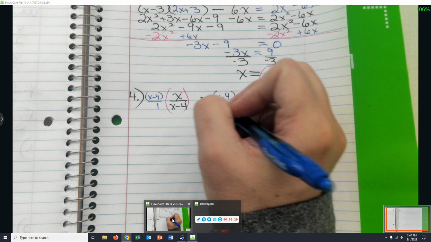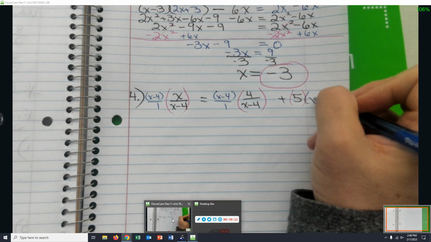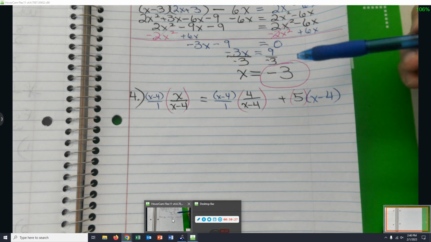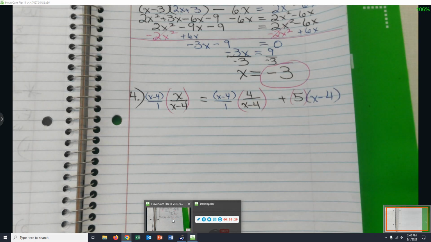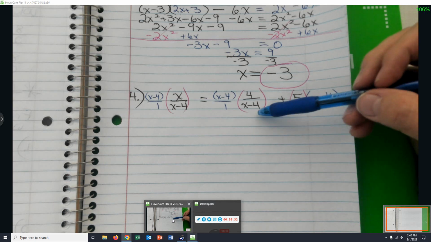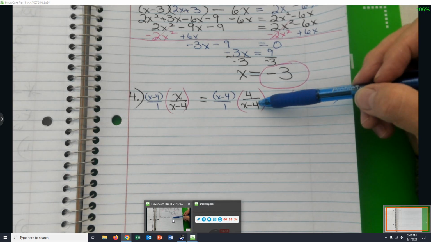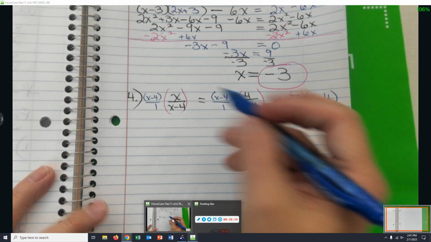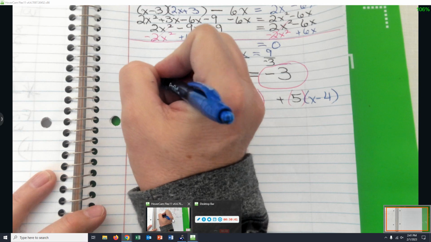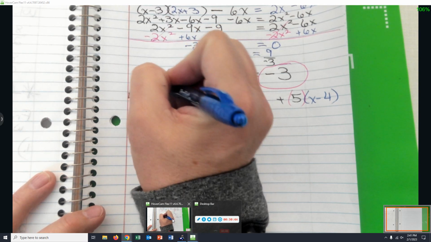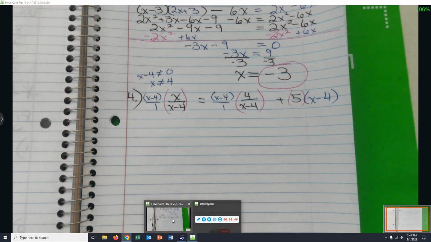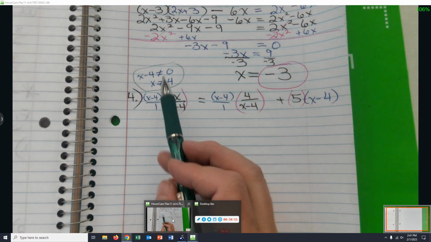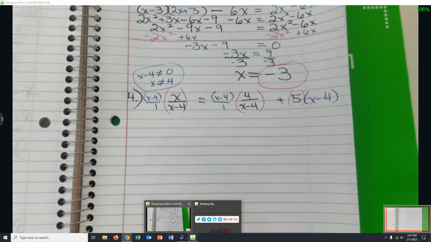While we're thinking about it, what cannot be x? What number would be unacceptable for x? If we go through this and get that number, we're going to have to cross it out. 4. You can't allow that denominator to be 0. And so let's just make a little note over here. X minus 4 can't be 0. That means x cannot equal positive 4. That way, once we're through solving it, we can look back up here and make sure we don't get 4.